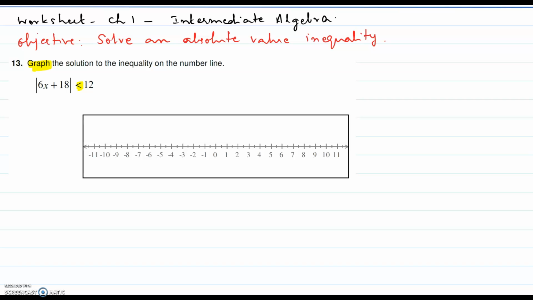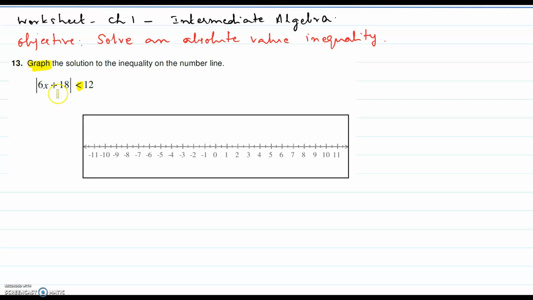Hi, in this video, I will be showing you problem number 13 of the worksheet on chapter 1 for the intermediate algebra class. Objective: solve an absolute value inequality. Graph the solution to the inequality on the number line. Absolute value of 6x plus 18 is less than 12.